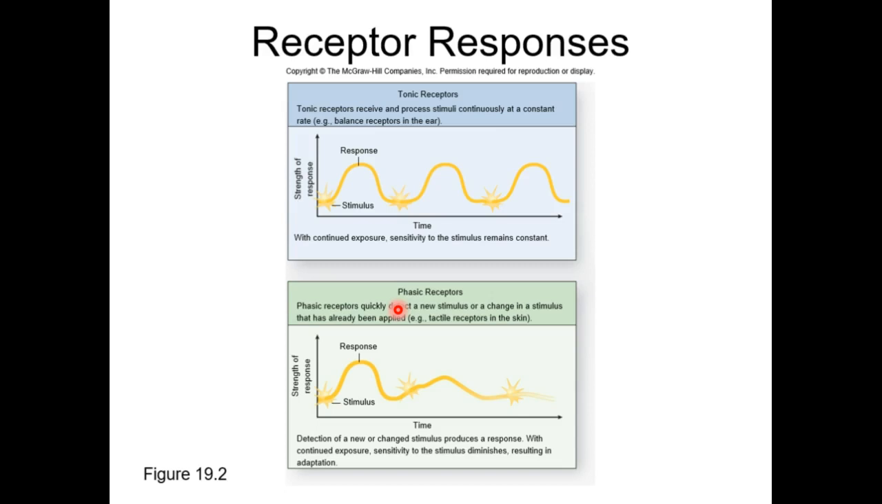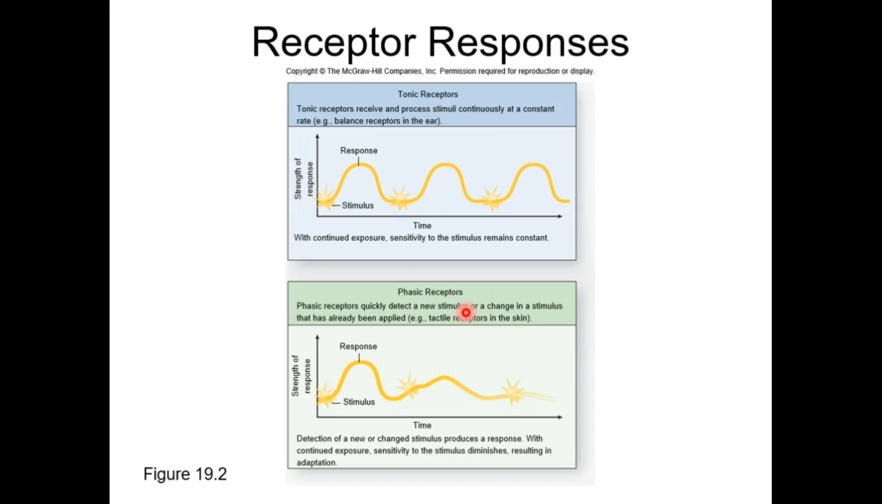So things like your sense of smell, some of your tactile receptors are going to be phasic in order to tune out old sensations and prioritize new sensations. Does that make sense to you guys? Okay, Nadia, you had a question?